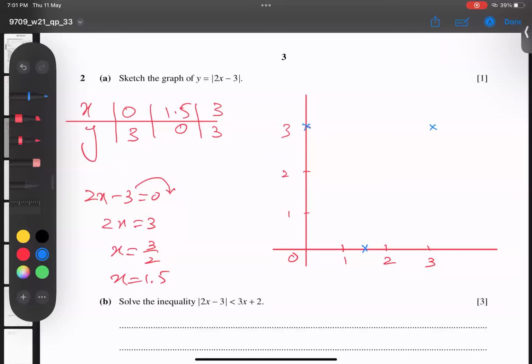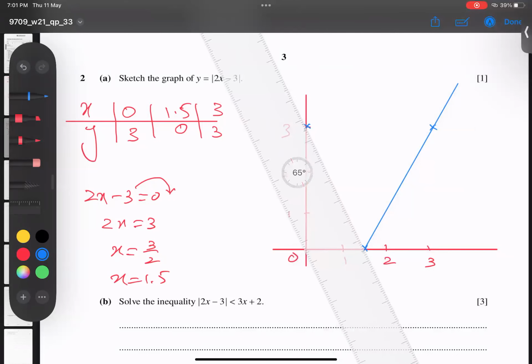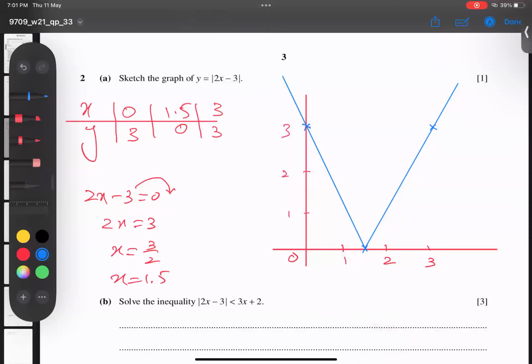Okay, now use a ruler. One time I will join these 2 points. Very clear approach. And one time I'll use these 2 points. And I believe the point is nothing hard.